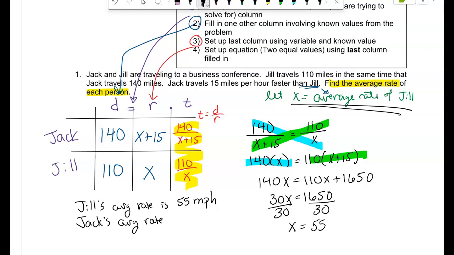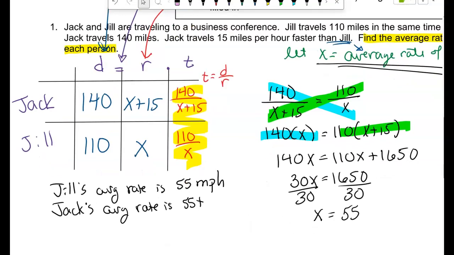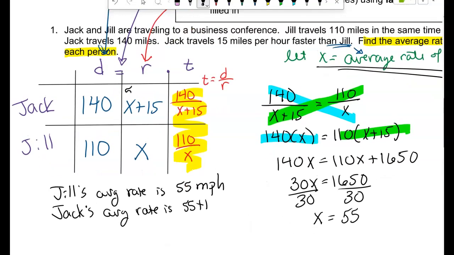What do we need to do? It is 55 plus what, my friends? 15. Could you even plug it in here? 55 plus 15 if that made it better for you. That's fine. Equals 70 miles per hour.